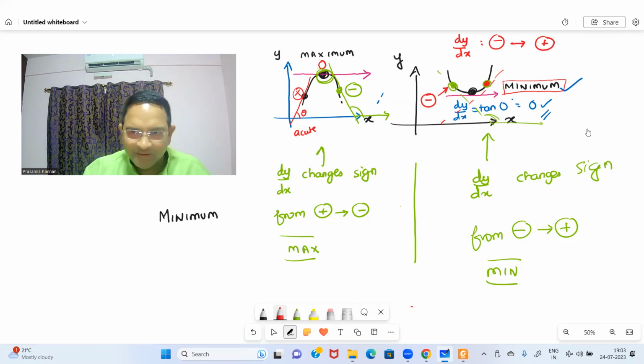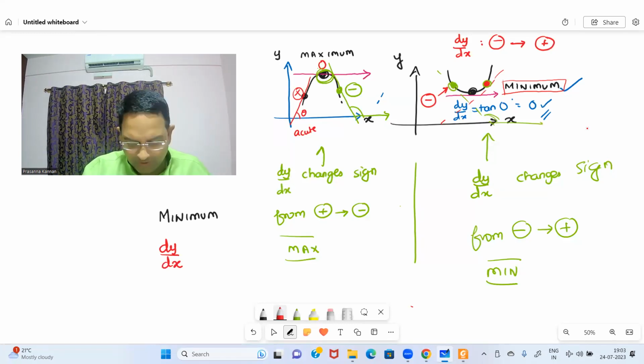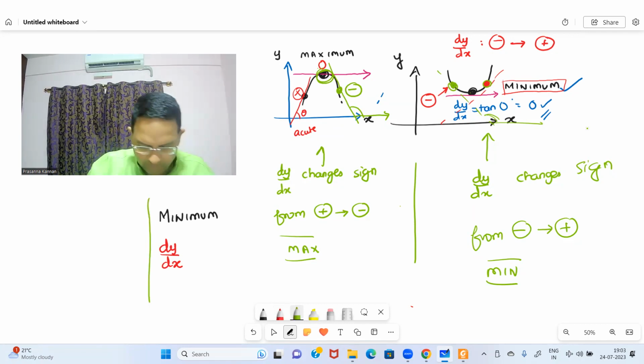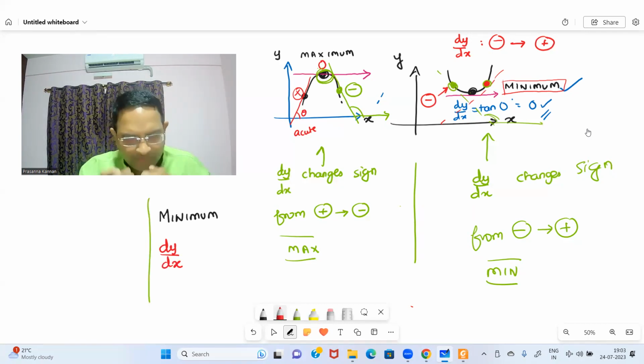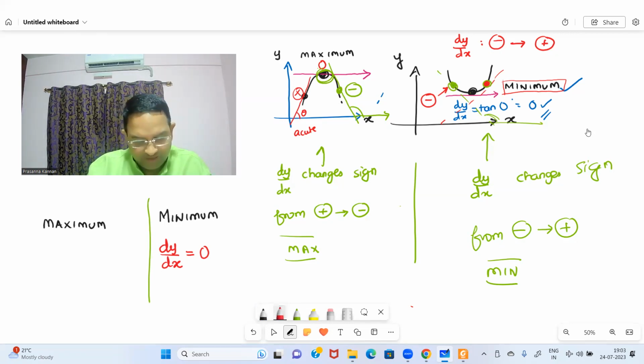Angle should be 0. Very good. So now talk in terms of dy by dx. The angle is 0, which means the slope is tan 0. Tan 0 is 0, correct? So dy by dx must be 0. Not negative, not positive, 0. Correct? So if a function is reaching a maximum, what is the first condition?